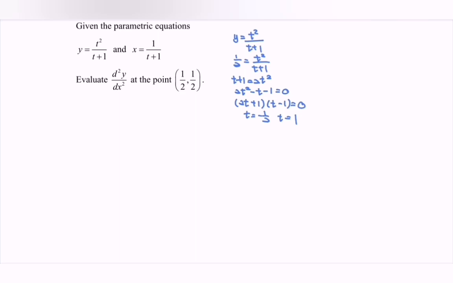Next, kindly substitute the value of x. Here we have x equals 1 over t plus 1. Substitute 1/2, then we have 1/2 equals 1 over t plus 1, so t plus 1 equals 2, so t equals 1. As for the conclusion, when x equals 1/2 and y equals 1/2, the value of t is t equals 1. So that is the conclusion.